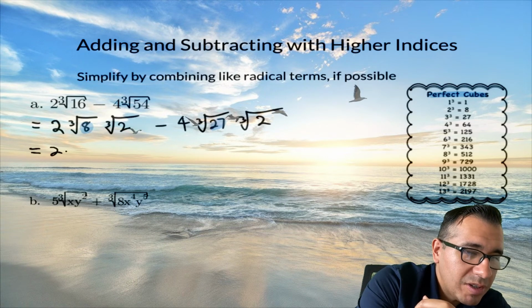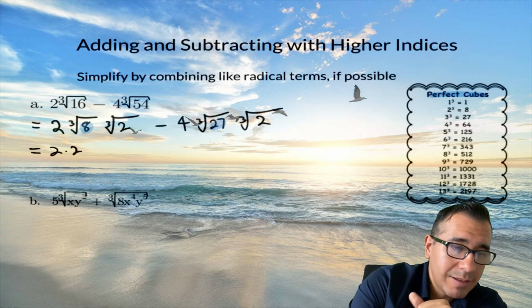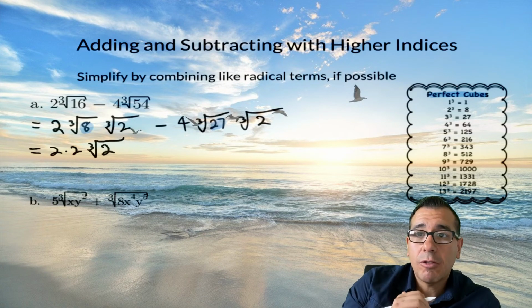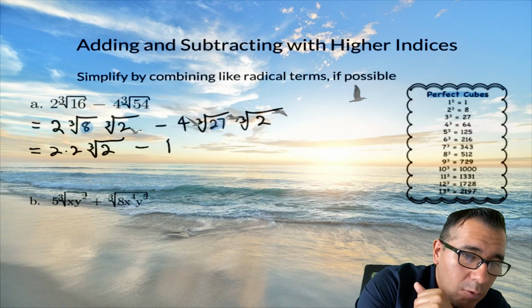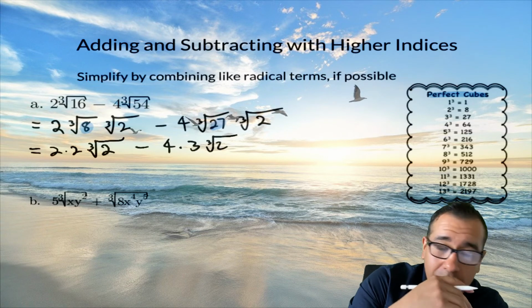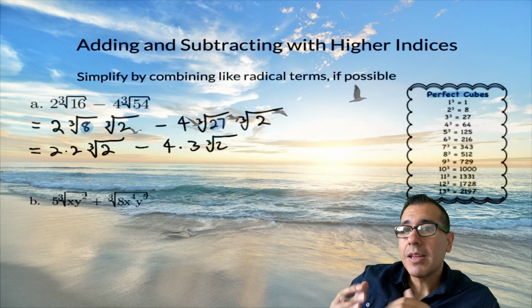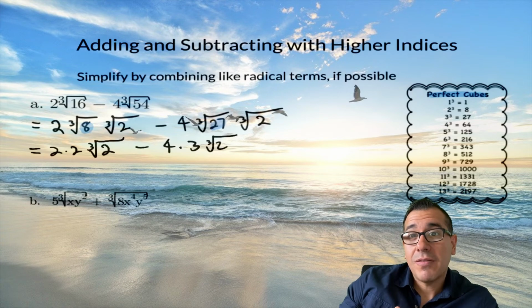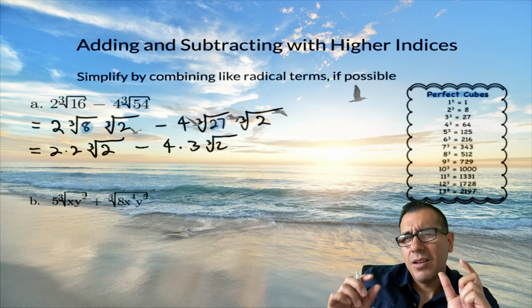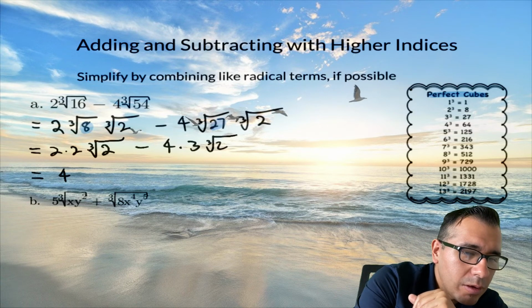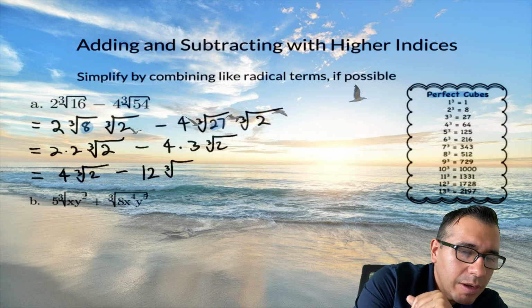So we end up with 2 times 2, right? That's what the cube root of 8 is. And the last factor we leave inside of the radical, all right? Likewise, we have 4 times 3 cube root of 2. So just like we did before, the process never changes. You have to be able to simplify first. Then you could ask yourself, after I've simplified completely, do I have like radicals? So we are left with 4 cube root of 2 minus 12 cube root of 2.